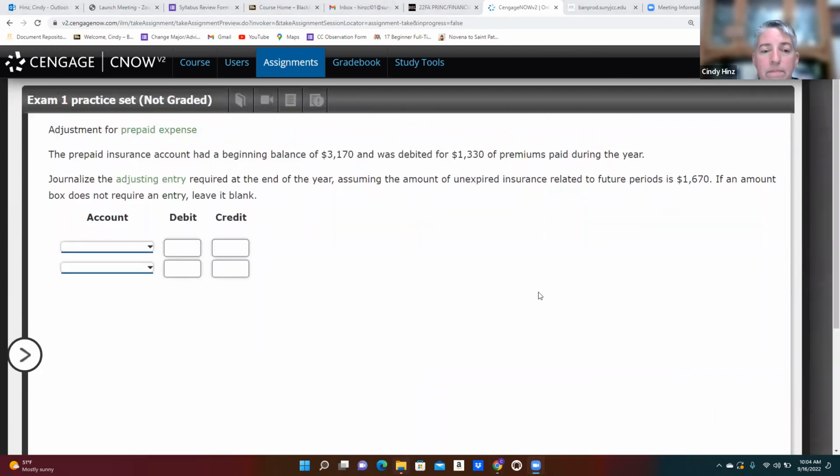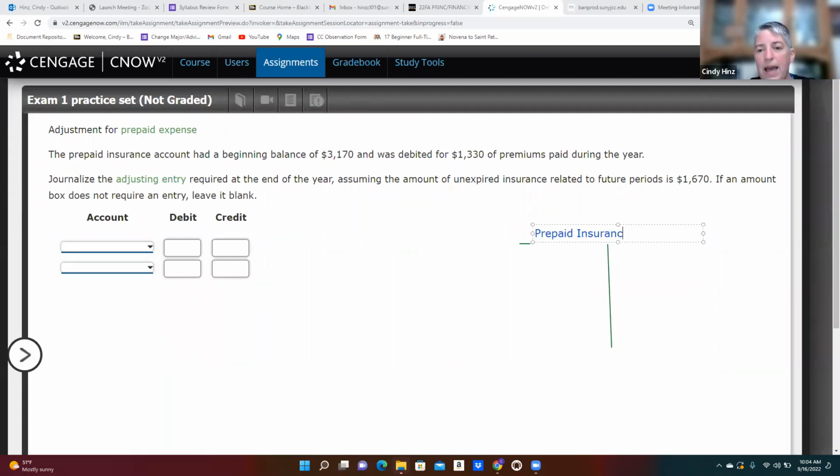Okay. Another type of adjusting entry that many businesses have, and definitely one that we covered in Chapter 3, is prepaid insurance. The prepaid insurance account had a beginning balance of, and I'm going to put my T account up here on the screen so we can keep track of what's going on here. So, prepaid insurance.